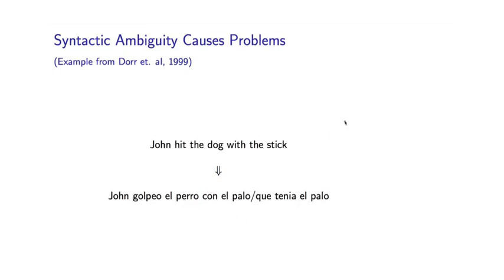Syntactic ambiguities, not surprisingly, cause problems. This is another example from Dorr et al. It's a bit of a grim example, but it's John hit the dog with the stick. There are two possible analyses here. John could either be using the stick to do the hitting, or the dog could actually have the stick. So there's a prepositional phrase ambiguity here, and we could have either of these two attachments. On the Spanish side, we'll get two quite different translations depending on this attachment. In the first case, if with attaches to hit, we get this sentence here. If with attaches to dog, we end up with a different translation. So the short story is that in this particular case, to get an accurate translation, we will most likely have to resolve this prepositional phrase attachment ambiguity correctly.